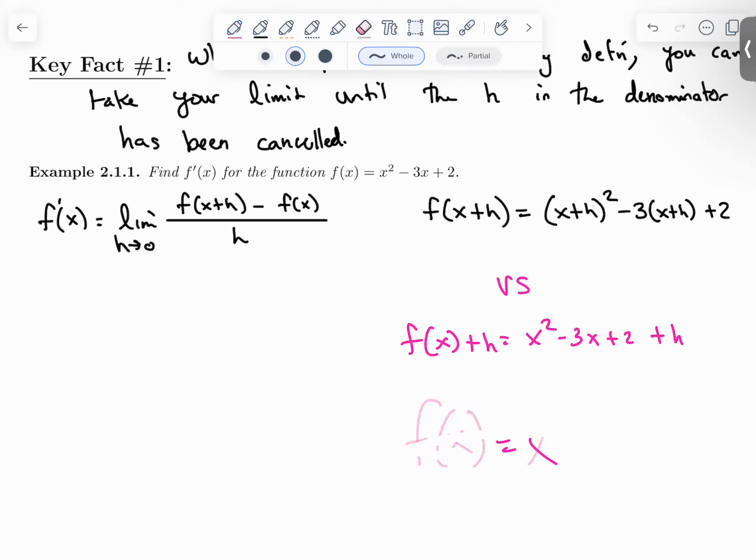Otherwise, if you do the pink, you will get the problem wrong. Straight up, no ifs, ands, or buts about it. I will give you a 0 on the problem because that is not f of the quantity x plus h. Is that clear? Does everyone see the difference? It's important to know.